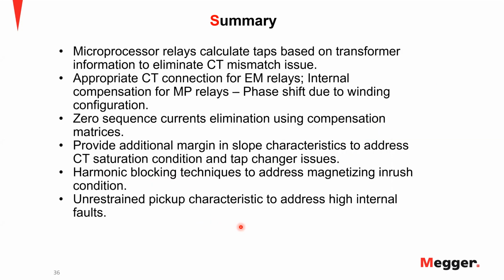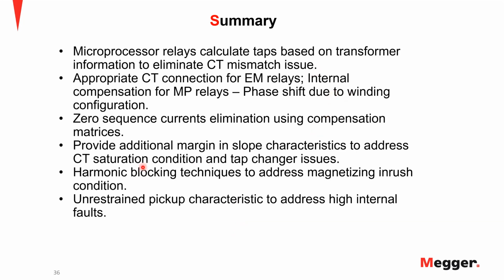So to summarize what we've discussed so far regarding the challenges, we learned that the microprocessor relays perform some mathematical calculations to eliminate zero sequence currents, to address the issues of phase shift because of different winding configurations, and also to help with the CT mismatch challenge. We also learned that we can work with the CT connection type for electromechanical or microprocessor relays if we have that luxury. When we use the appropriate type of CT connections, we'll be able to address some of these issues.